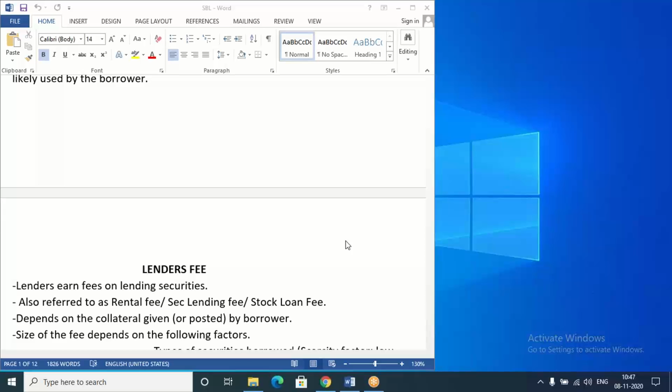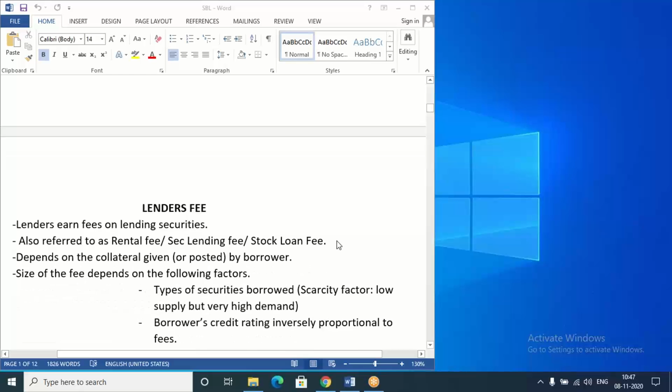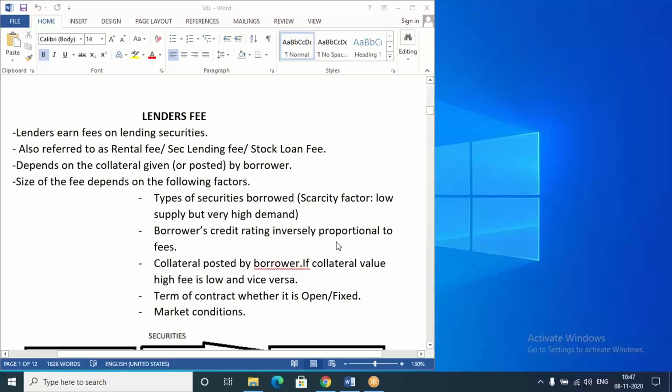Now, how much the lender charges in terms of rental fee is dependent on what type of collateral the borrower gives, which we'll discuss a little later. Also, there are factors the lender will take into account when he quotes the lender's fee to the borrower. So first he'll look at what are the types of security he has loaned to the borrower.